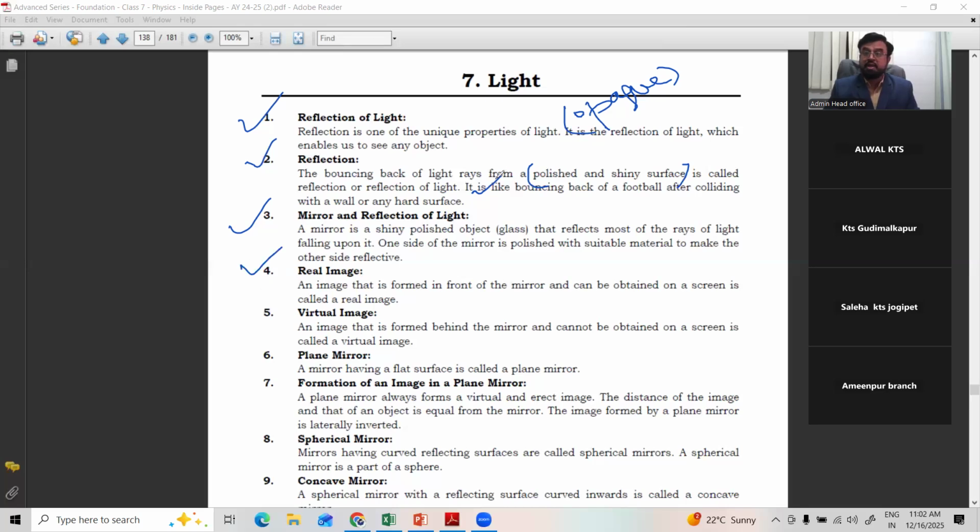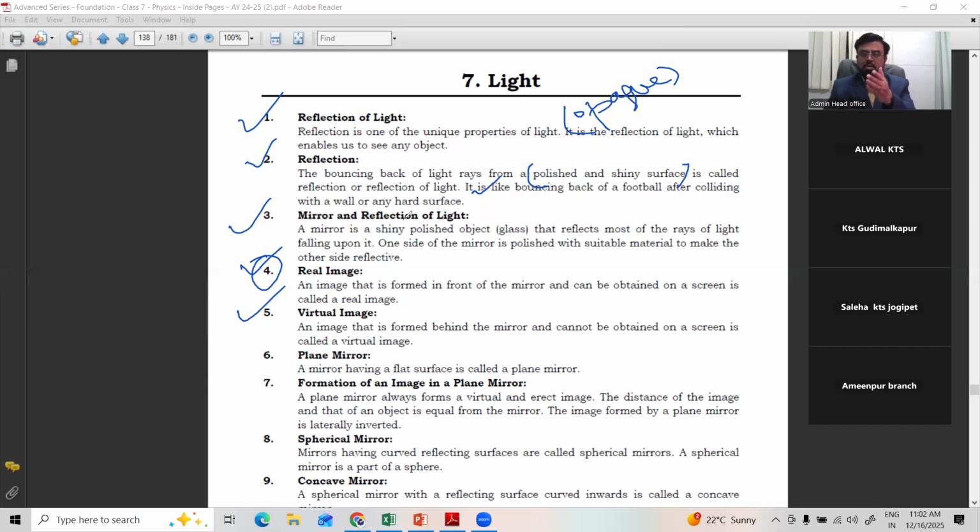Then, real image. Images are of two types, which you learned in 6th class: real and virtual. An image that is formed in front of the mirror and can be obtained on a screen is called a real image. Suppose when you are standing, the image which can be caught on a screen is called a real image.